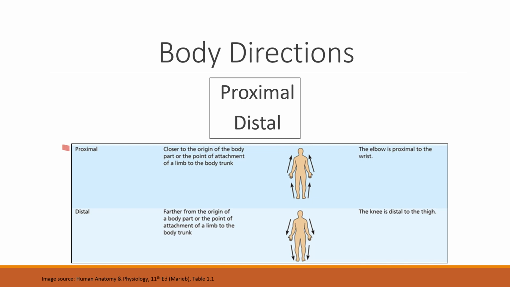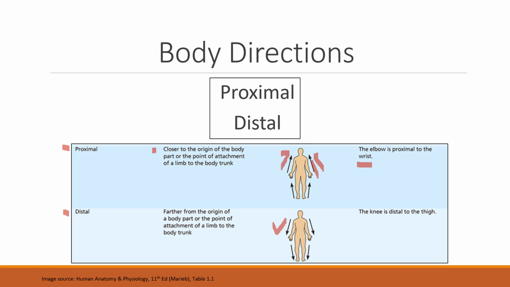Next we have proximal and distal. These are very, very important terms for you to know. And again, this is relative to something else. So proximal means closer to the origin of the body part or the point of attachment of a limb to the body or trunk. What does that mean? Okay, well, proximal means closer to the origin of the body part, and distal means further away.